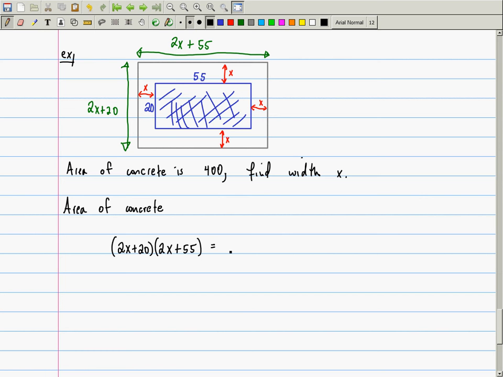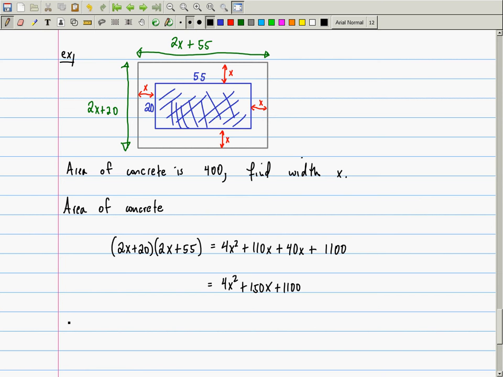So according to FOIL, this will be 4x squared plus 110x plus 40x plus, let's see, 1100. Is that right? Yeah, I think that's right. So then this is 4x squared plus 150x plus 1100.